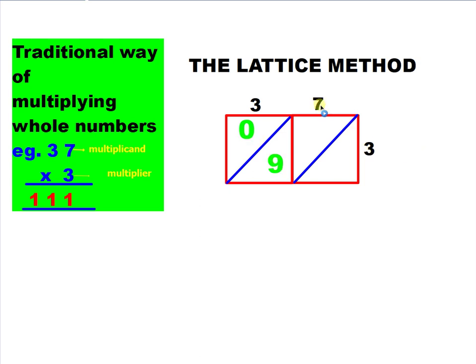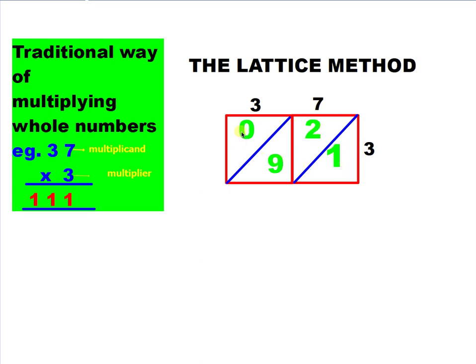Now let's go to 3 times 7. Of course, that is 21, isn't it? Now this is two digit number. So we will place the tens here and then the ones here. Let's see how it's going to look like. So we have our 2 here and then our 1 here.